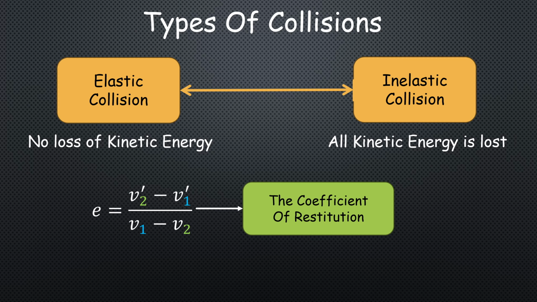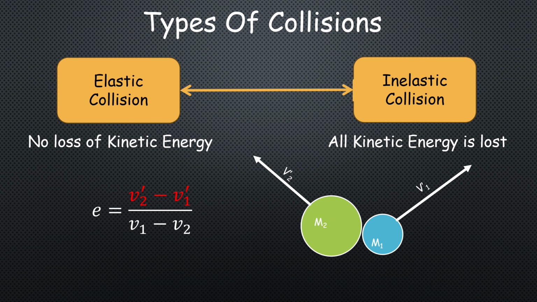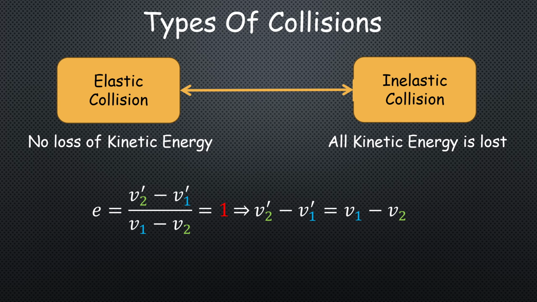Notice that the order is reversed between the numerator and denominator. This is because the approach speed is v1 minus v2, which means that object 1 is moving towards object 2, and the separation speed is v2 minus v1, which means that object 2 is moving away from object 1. When the coefficient of restitution is 1, the separation vector is simply the opposite of the approach vector. When the coefficient is 0, since the denominator cannot be 0, we have to conclude that the post-collision velocities are the same, which is why they stick together.